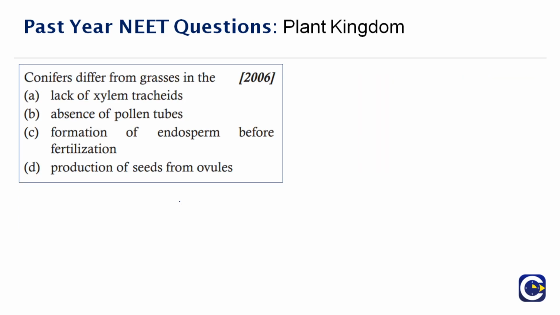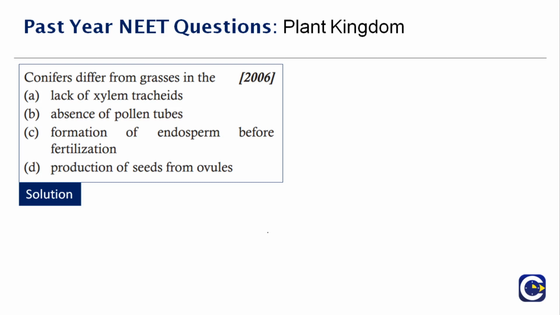Now let's move to the next question here. Conifers differ from grasses in dash. This question was asked in the year 2006. So we have to identify what a conifer is and what family or system it belongs to. A conifer belongs to, any idea? Conifer belongs to Gymnosperms and grass belongs to Angiosperms.